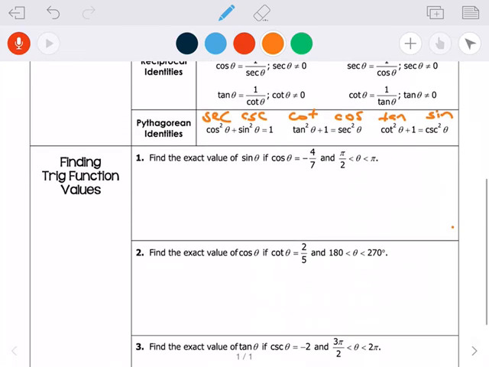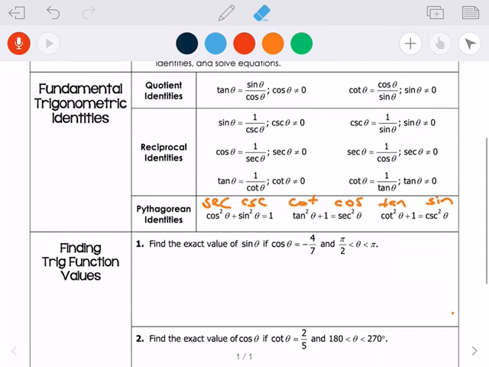So let's go ahead, and if we look at number 1, we're asked to find the exact value of sine of theta if cosine of theta equals negative 4 over 7. And we're given this condition that theta is between pi over 2 and pi. Well, that pretty much just tells us what sign sine is going to be. So I'm going to draw up above here.